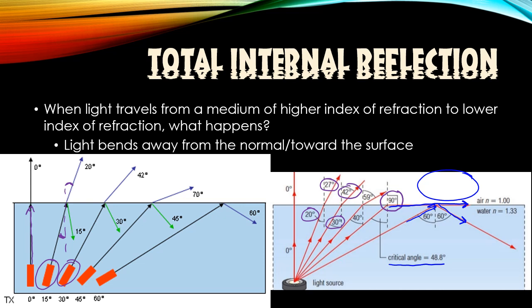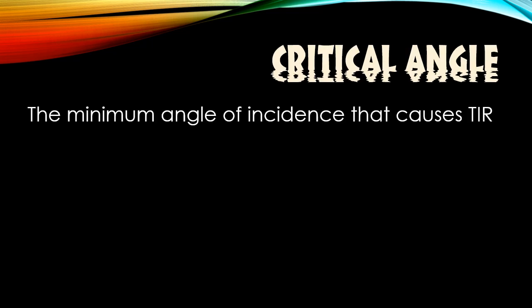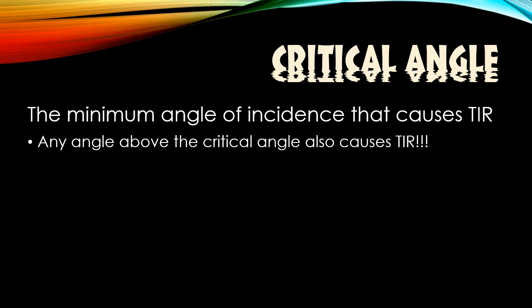So again, breaking down the name of that term, my beam is totally reflecting and nothing refracts out into that second medium. Now, as we saw in the previous diagram, there's this angle called the critical angle, which is the minimum angle of incidence that causes total internal reflection. An important note is that any angle of incidence that's above the critical angle will also cause total internal reflection. That's why we say that the critical angle is just the minimum angle of incidence.